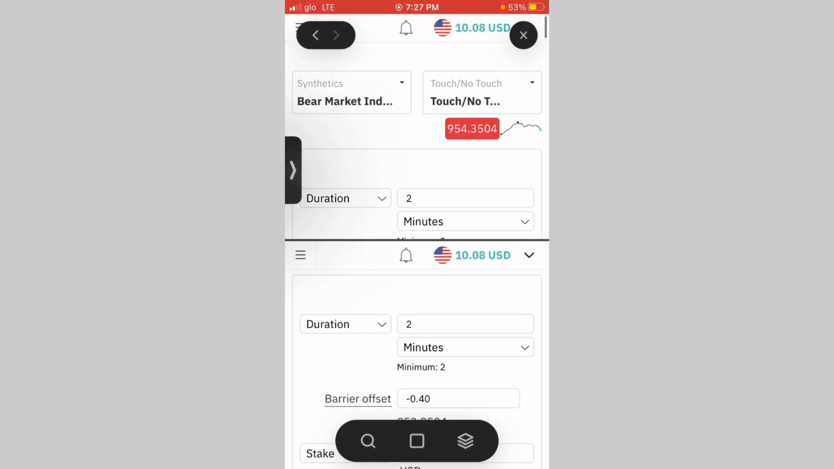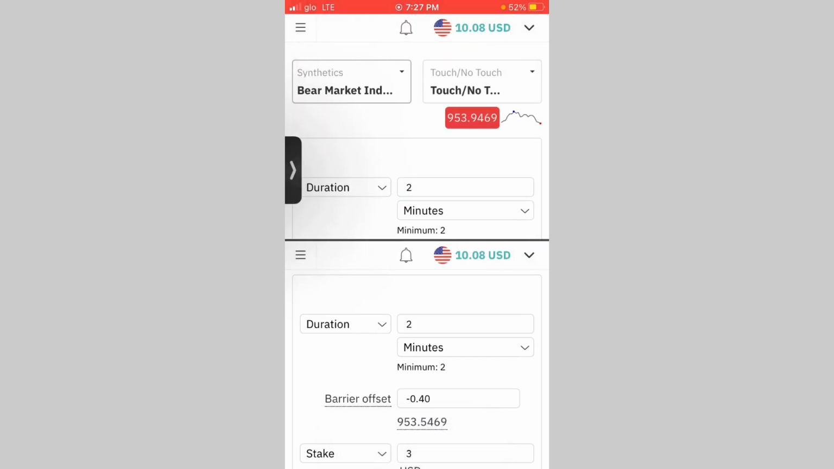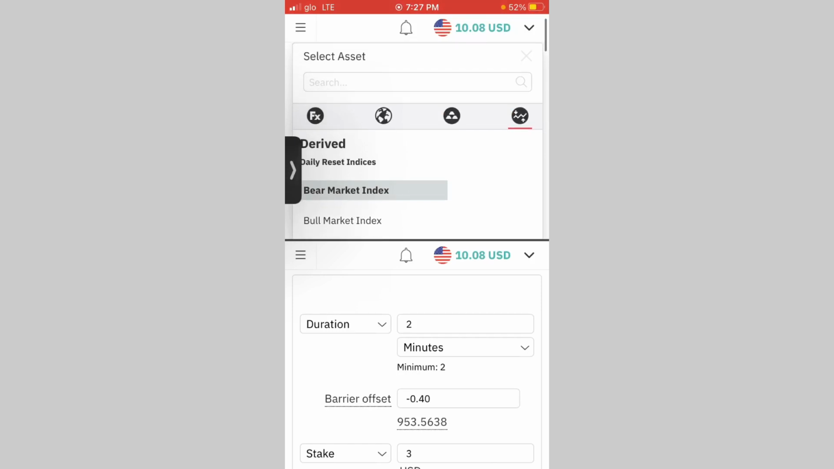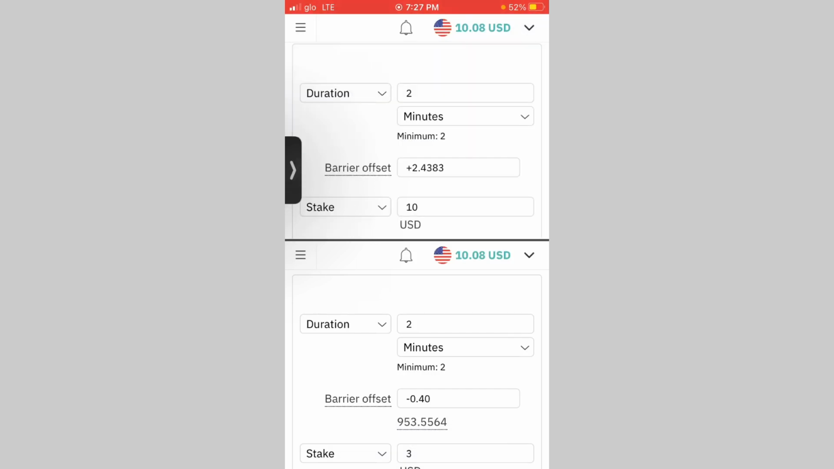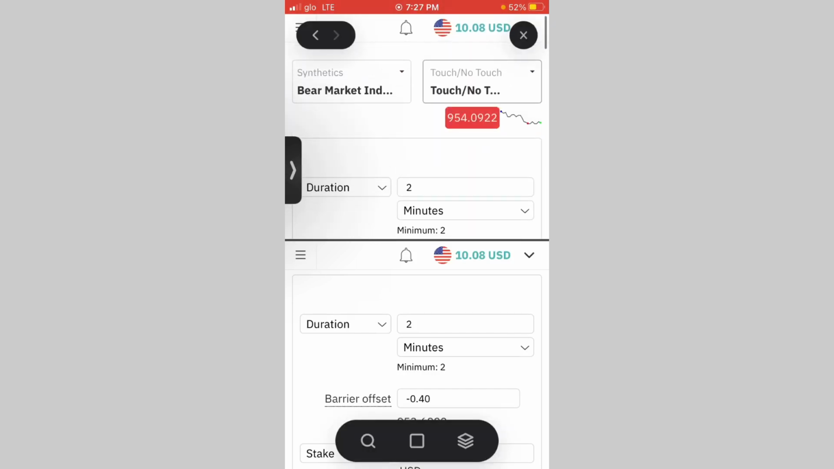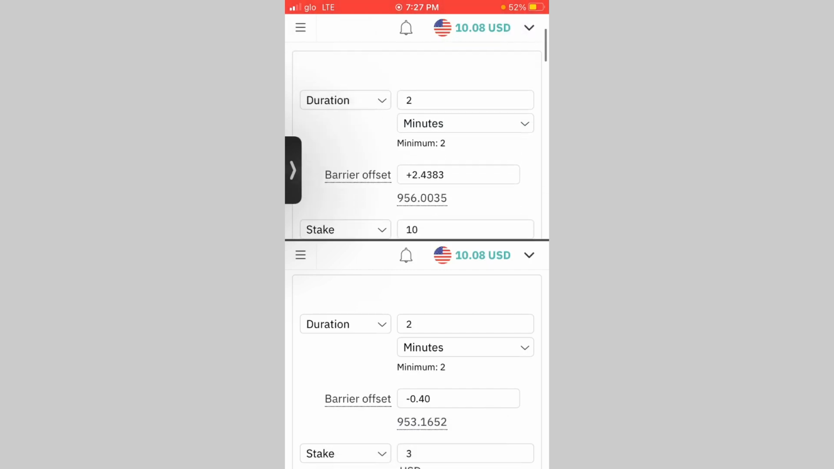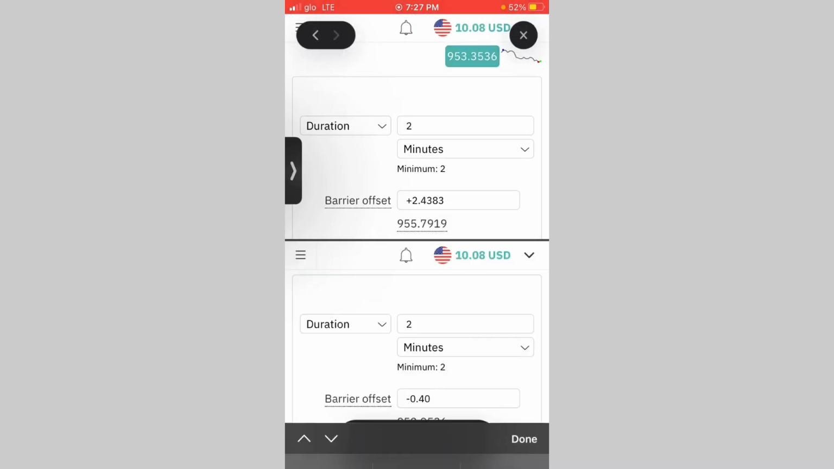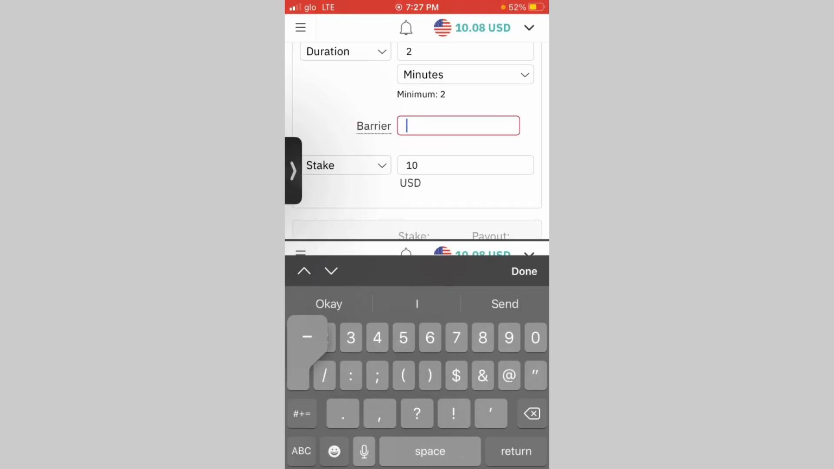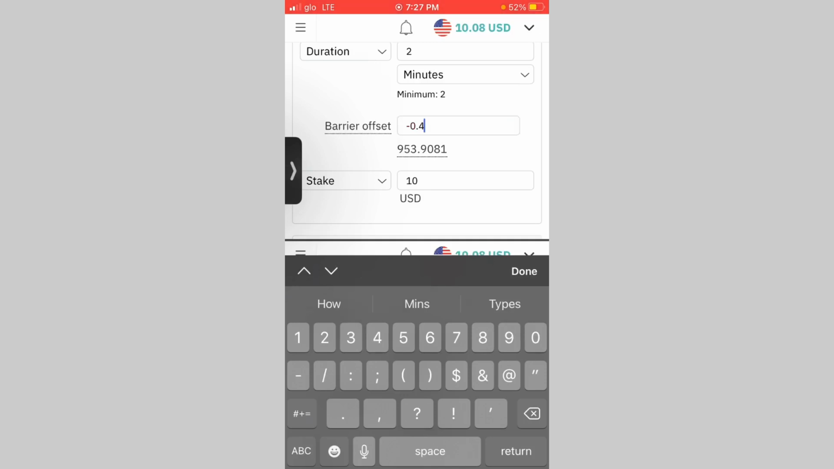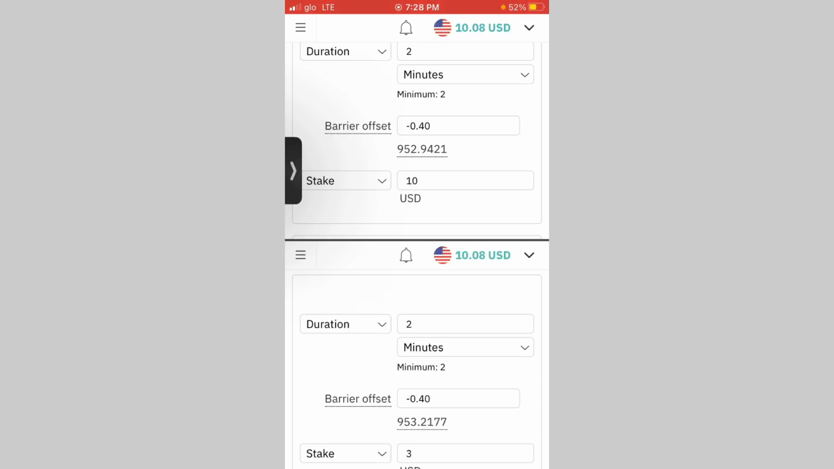To set up the strategy, first you need to select your synthetic index. Once you go to your synthetic index, you have to select the bear market. Then select touch/no touch, and the duration has to be 2 minutes. Then the barrier offset has to be on neither plus, but I'm putting it on minus 0.40. This barrier offset normally changes once price changes, so it depends on when the price changes.